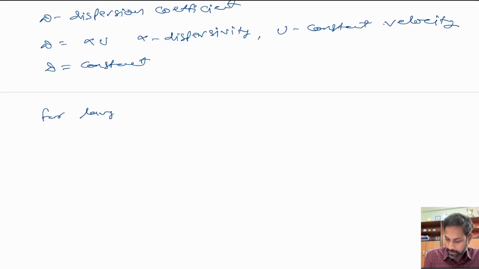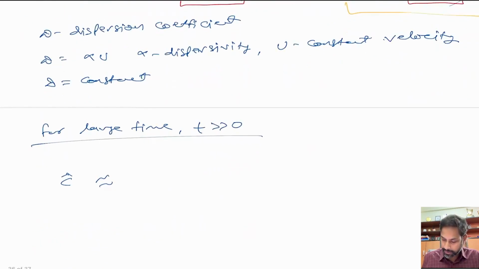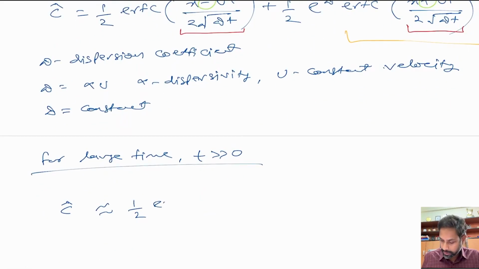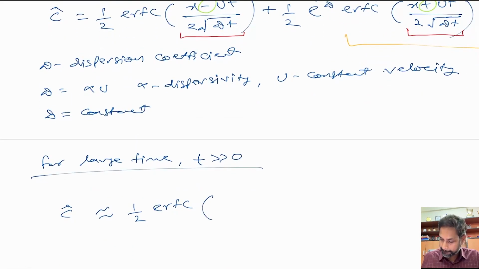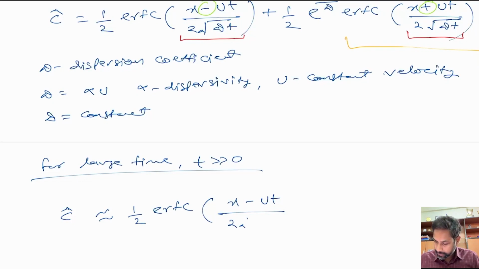And that is why for large time, when t is much greater than 0, this C hat can be written approximately as 1 over 2 ERFC of (x minus ut) over 2 root dt. Okay, so this is the concentration profile. This is an approximate value for much larger than 0 time.